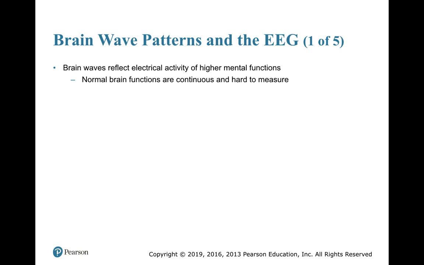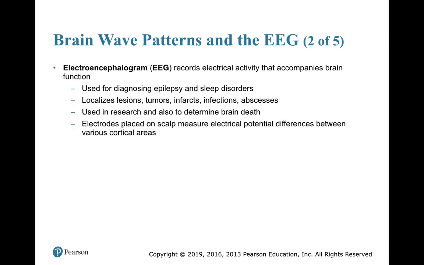These things are continuously going on, but there are some things about them that we know. The electroencephalogram records the electrical activity that accompanies brain functions. We can use it to diagnose epilepsy and sleep disorders. It can be used to localize lesions, including tumors or infarctions where blood strokes haven't gotten to, or preventing blood from getting to, infections or abscesses. It is also used in research, and it's part of the way we determine brain death of a patient.